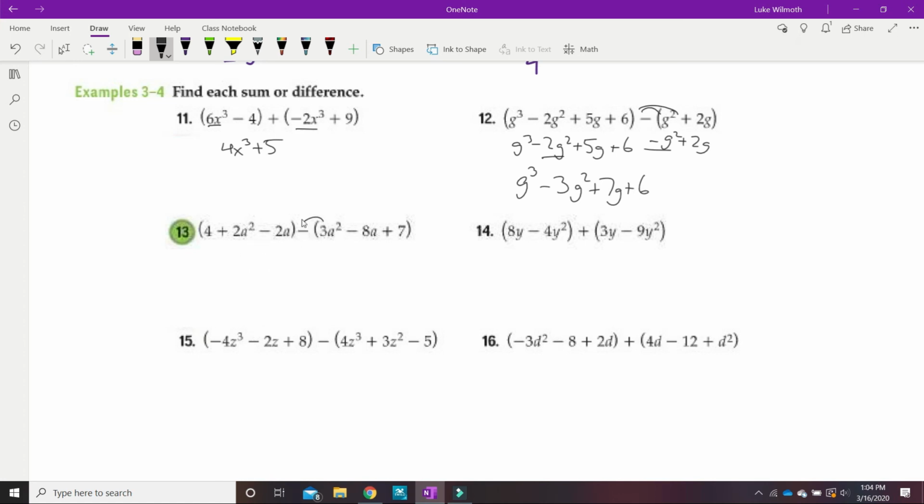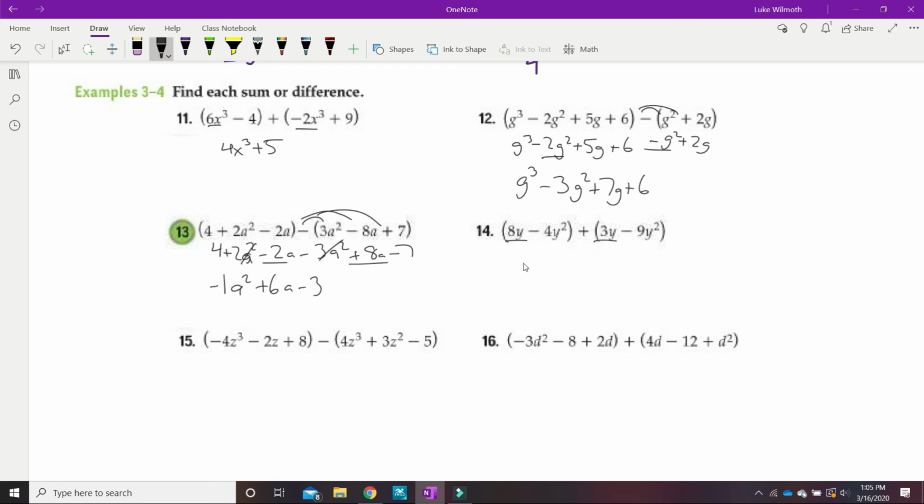Here it's a negatives or minus, so I have to distribute the negative. 4 plus 2a squared minus 2a minus 3a squared plus 8a, because it distributes, the sign changes, minus 7. That's an a squared there. So anyway, I've got the 2a squared minus 3a squared is going to be negative 1a squared, because 2 minus 3 is negative 1. Then I have negative 2a plus 8a is going to be plus 6a. And then finally 4 minus 7 is negative 3.